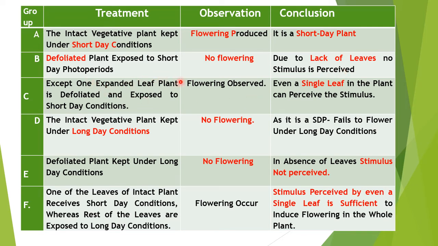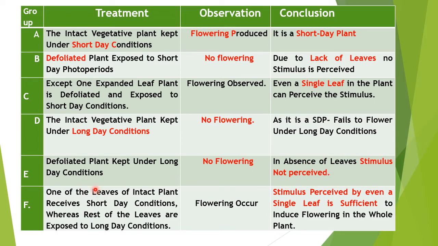Except for one expanded leaf, the plant is defoliated and exposed to short day conditions. Flowering is observed because you are keeping the minimum of one expanded leaf. Even a single leaf in the plant can perceive the stimulus. Then you take the intact vegetative plant kept under long day conditions. Since it is a short day plant, you are subjecting it to long day conditions. There is no flowering, as it fails to flower under long day conditions. A defoliated plant kept under long day conditions will also show no flowering. In the absence of leaves, the stimulus is not perceived.